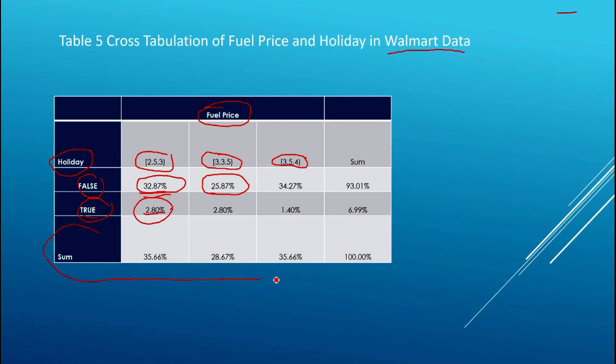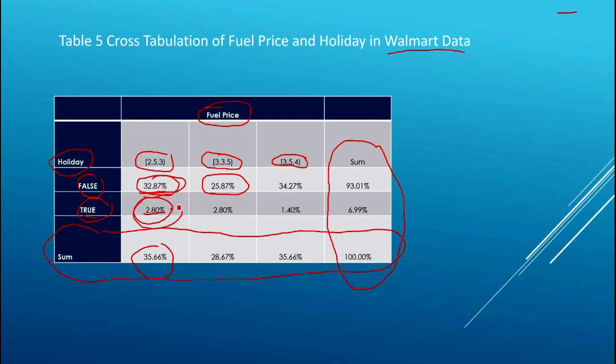It's common in tables like these to include sums of the columns and sums of the rows. These column sums and row sums are called the margins of the table, and interpreting them will be key when we get to probability theory and talk about marginal distributions, joint distributions, and conditional distributions. So the 35.66% here is equal to the 32.87% plus the 2.8%. And that shows me the total number of observations for which fuel price was between $2.50 and $3, regardless of whether or not it was a holiday.